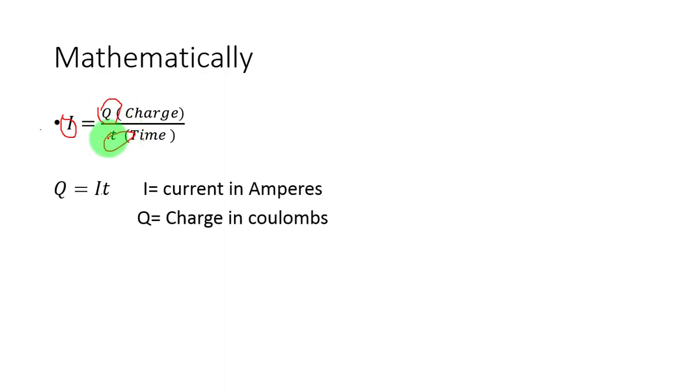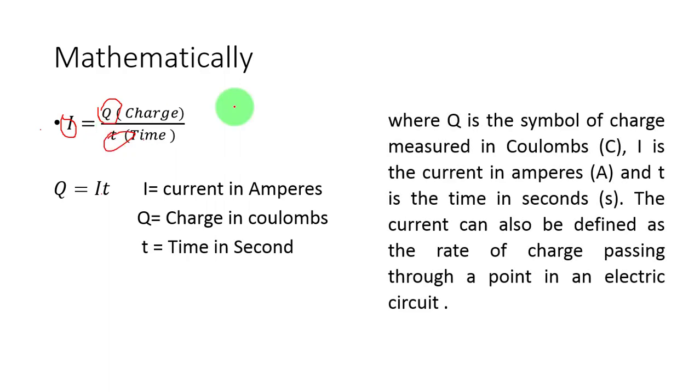Now mathematically you can see here I is equal to q by t. Here I is the current in ampere, q is the charge in coulomb and t is the time in seconds. You can see here we can also write q is equal to I times t, and you can also read about this.